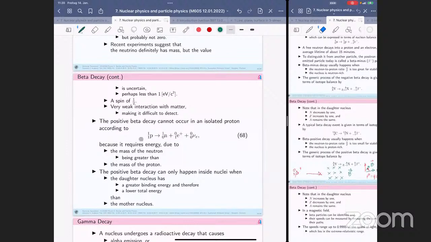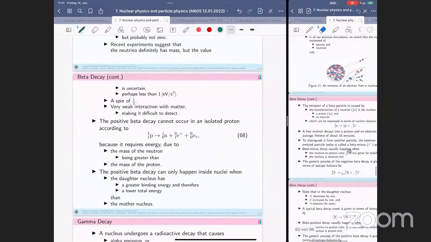Because if you want to split the proton into a neutron, a positron and a neutrino, you need to supply energy to the proton. It requires energy because the mass of the neutron is greater than the mass of the proton, and you have even more mass here. It means if you want to make this process happen, you need to supply energy.